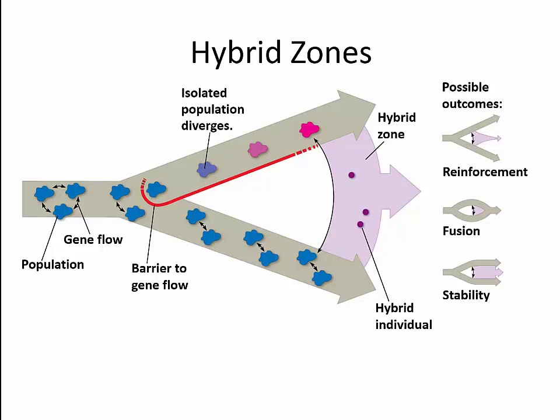You could have reinforcement, where these hybrid zones are actually reinforced, or you could just have fusion, where the hybrid zone is just closed up again and you get the original population back. Or you get stability, where this continues to happen all the time.